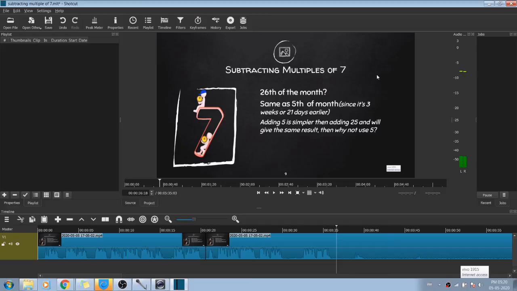For example, if the 26th of any month of any year falls on Friday, then the 5th of that month will also fall on Friday. Since adding... for example, if the 26th of any random month falls on Friday, the 5th of the month will also fall on Friday.